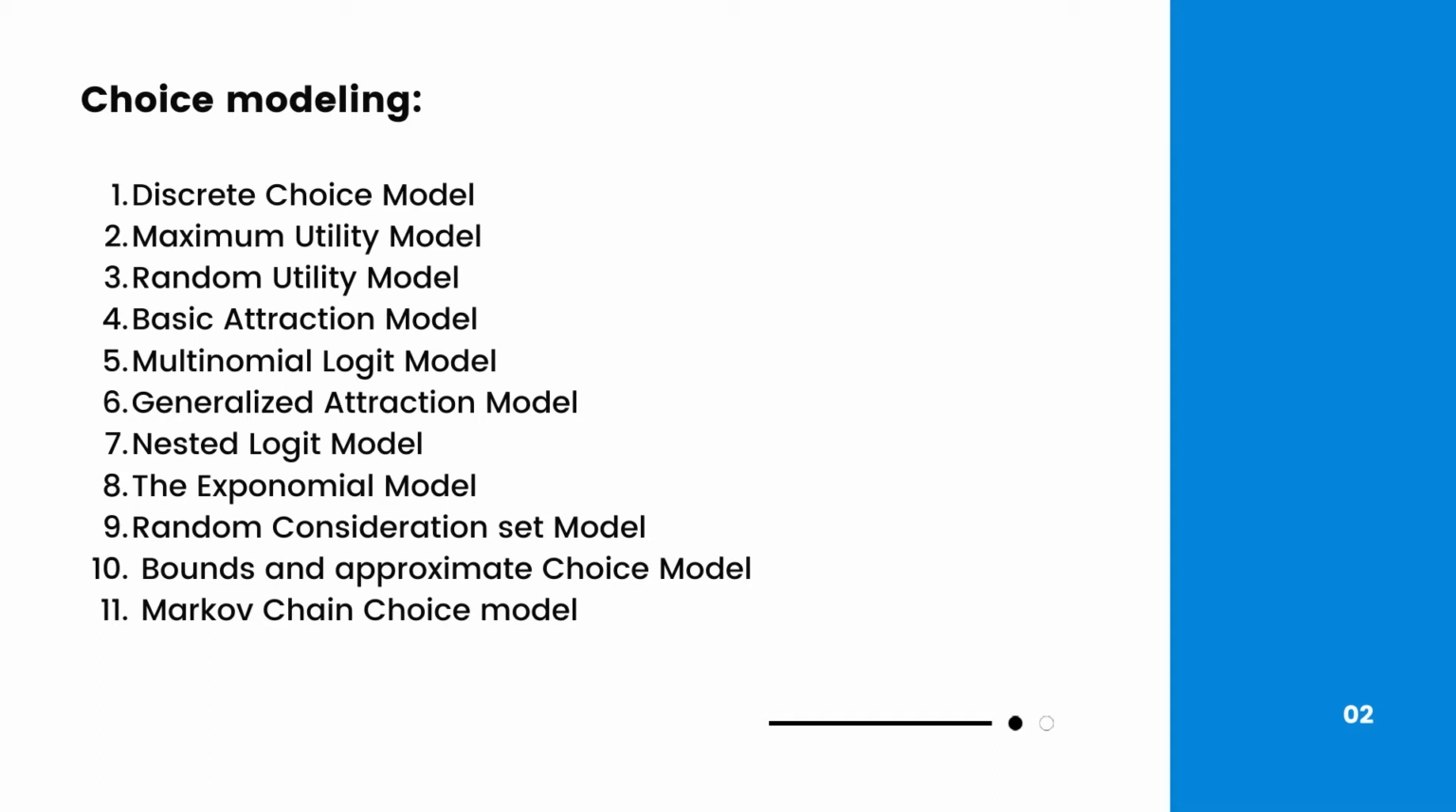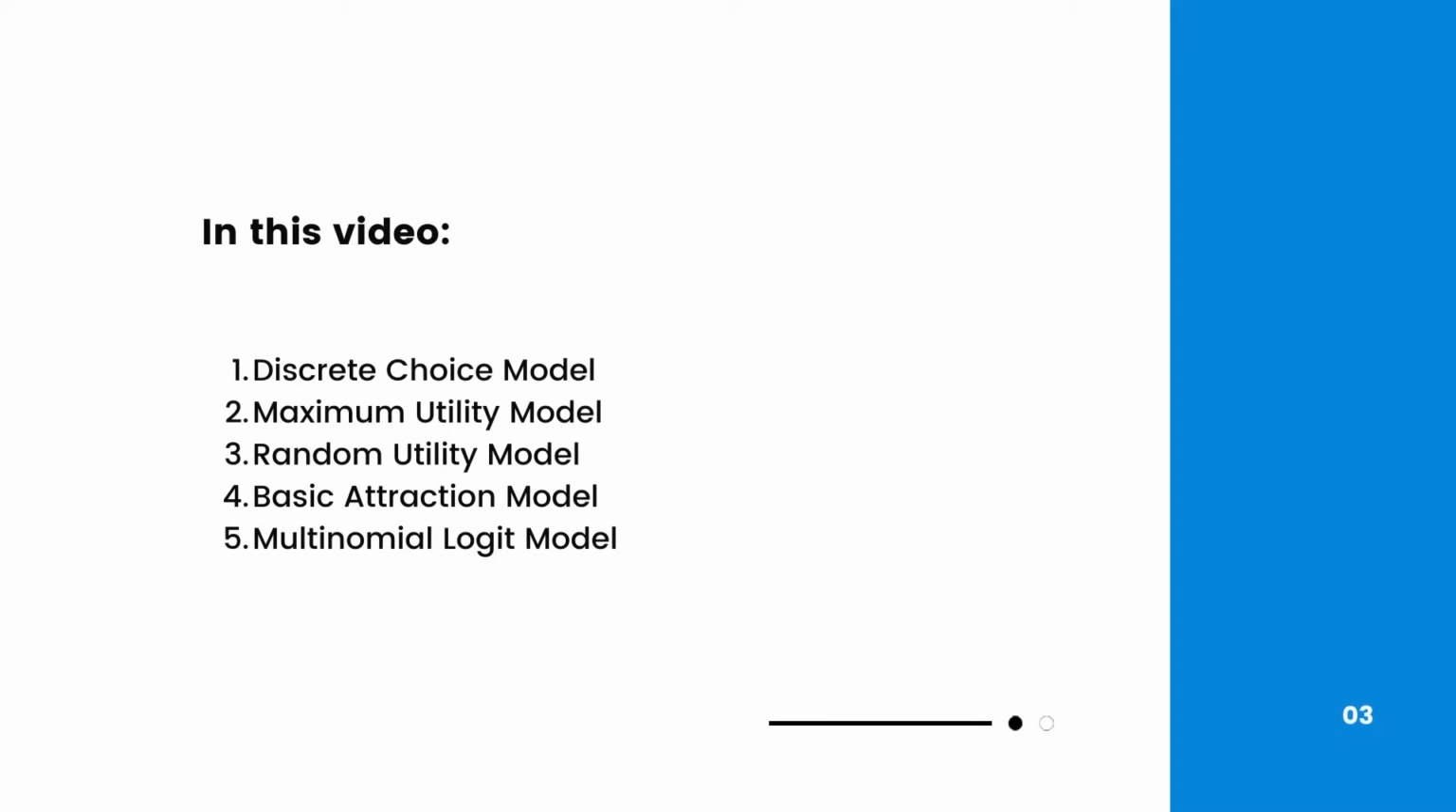Choice models are of 11 types, which include discrete choice models, maximum utility models, random utility models, basic attraction model, multinomial Logit model, generalized attraction model, nested Logit model, exponomial model, random consideration set model, bounds and approximate choice models, and Markov chain models. Among these, discrete choice models, maximum utility models, random utility models, basic attraction model, and the multinomial Logit model will be covered in this video. The remaining 6 models will be covered in upcoming videos.